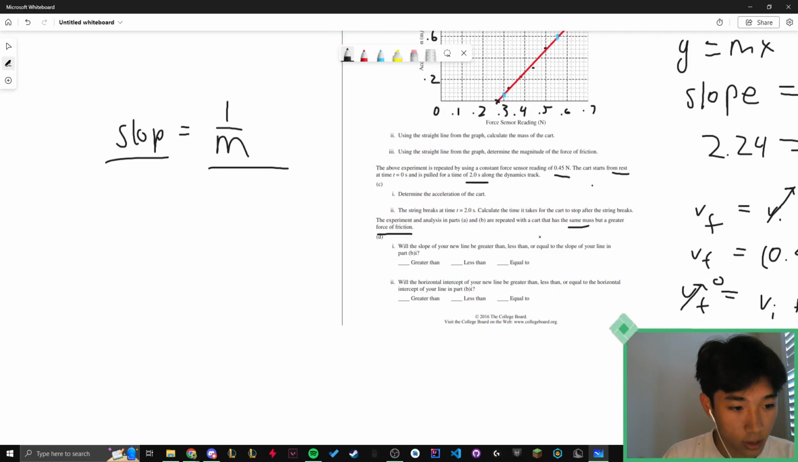However, they say it is a greater force of friction, and as we know, the force of friction is equal to the x-intercept. So if the force of friction is greater, then this will also have to be greater. And that concludes.